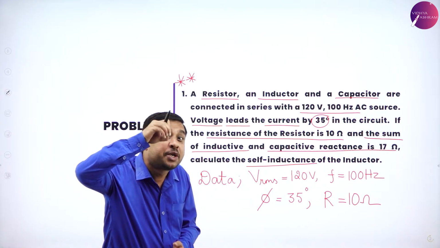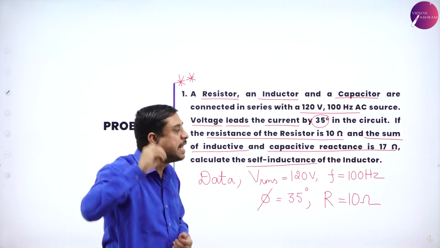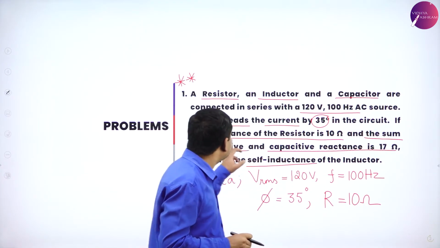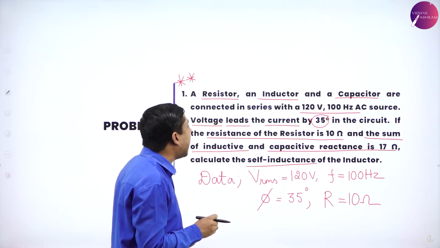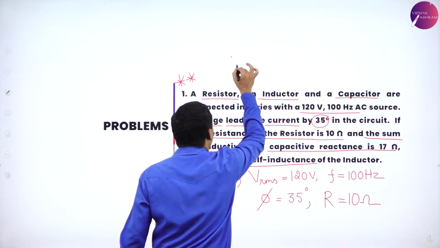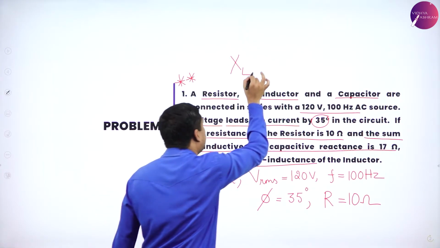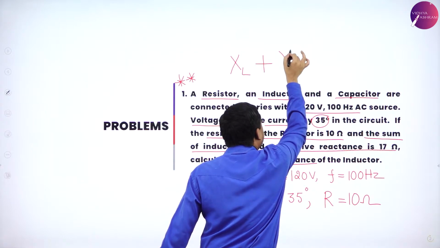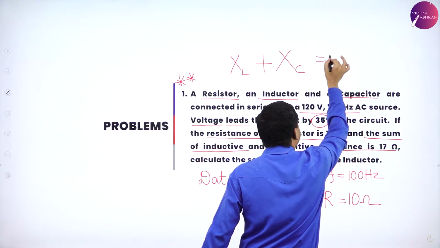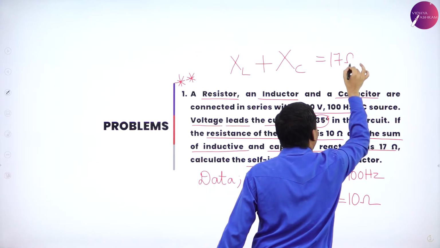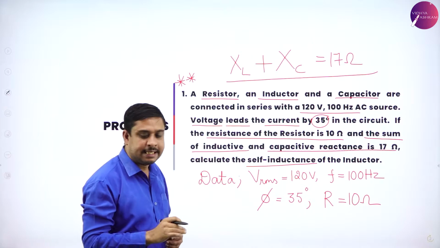But the epitome of solution, the major hint that is given is sum of inductive and capacitive reactance is 17 ohms. Inductive reactance is XL plus capacitive reactance is XC. This turns out to be 17 ohms, and this is the classical hint that is given.